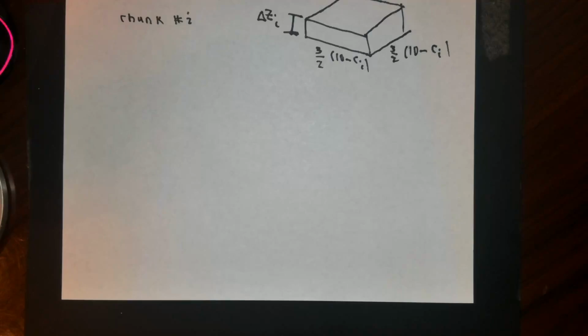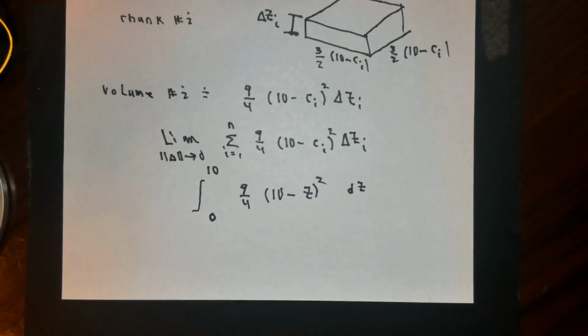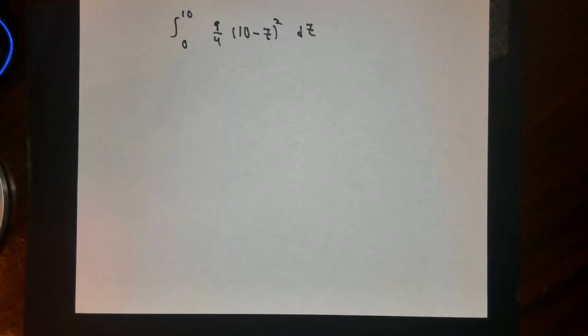Drawing the picture a little bit more elaborately, I've got one side and another, both of which are 3/2 times 10 minus c sub i long. The third dimension is delta z sub i. The volume of a roughly rectangular box is its length times width times height. I'll add up all such contributions and then take the limit as the norm of the partition tends to 0. This turns the problem into an ordinary integration problem.